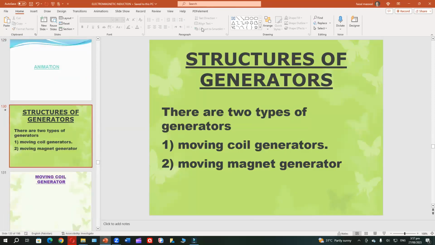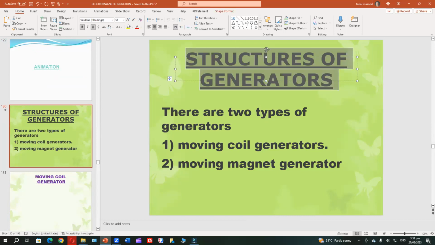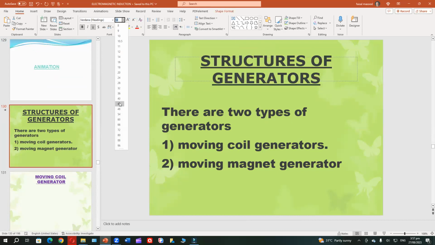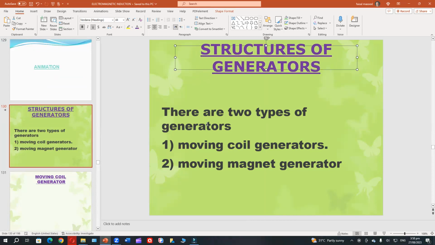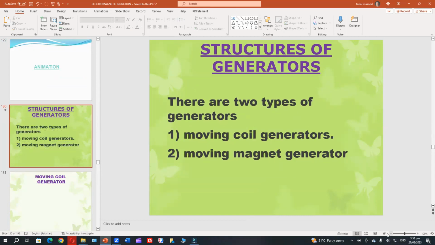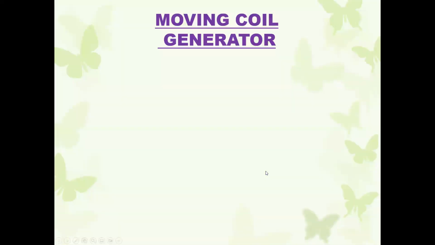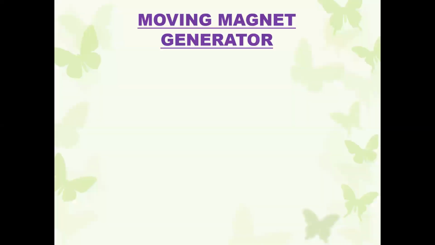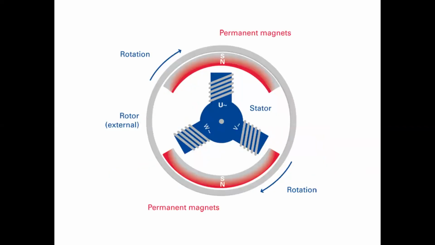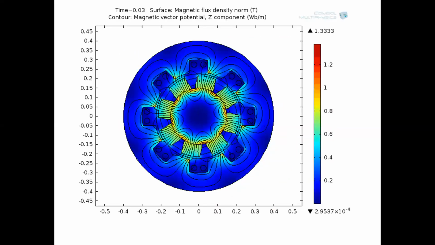There are two main structures of generators. One is called moving magnet, and the second is called moving coil. We have discussed moving coil, and we made a diagram of it also. Look, this is the coil. This is called the moving coil generator. Then there is another version, called the moving magnet generator, in which the coil is stationary, but the magnet is moving. Look, the magnet is moving.